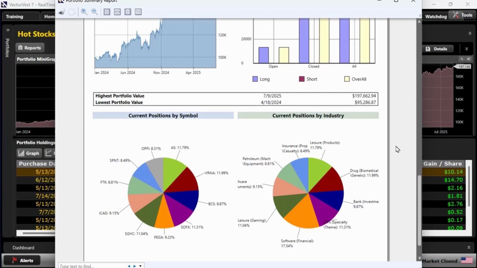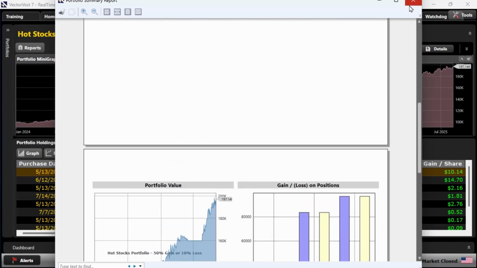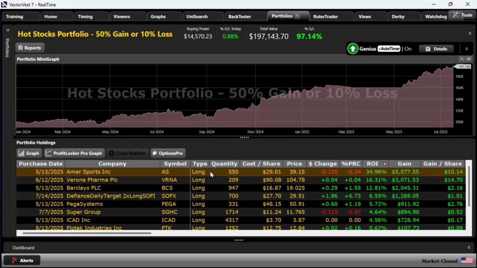Looks like our biggest exposure is to the software financial industry here, 17%. I don't think we're overly weighted there at all. We're pretty spread out in terms of the other sectors in our portfolio, so that's good. We're well diversified there. And finally, let me talk you through the search.